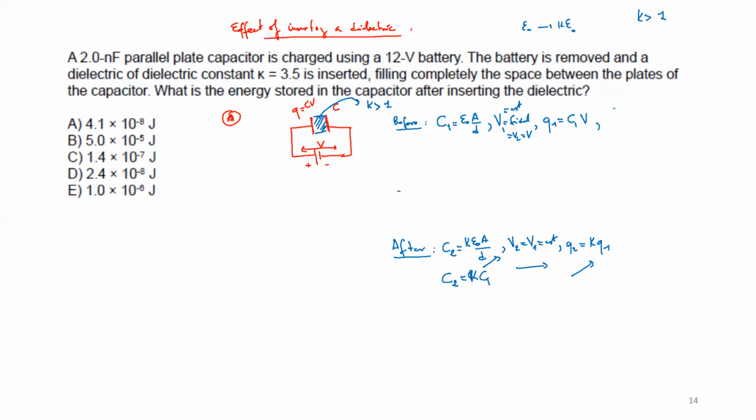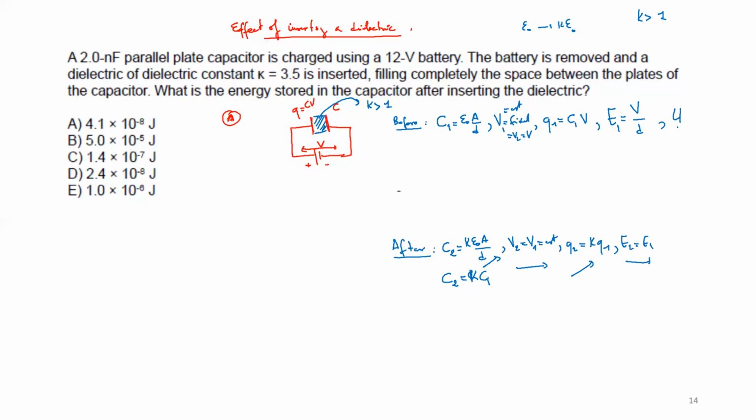What about my electric field, E? Before, it was just the V divided by the distance between. And here, this is E1. And of course, E2 will be equal to E1. It's constant. The voltage is constant, the distance is constant.